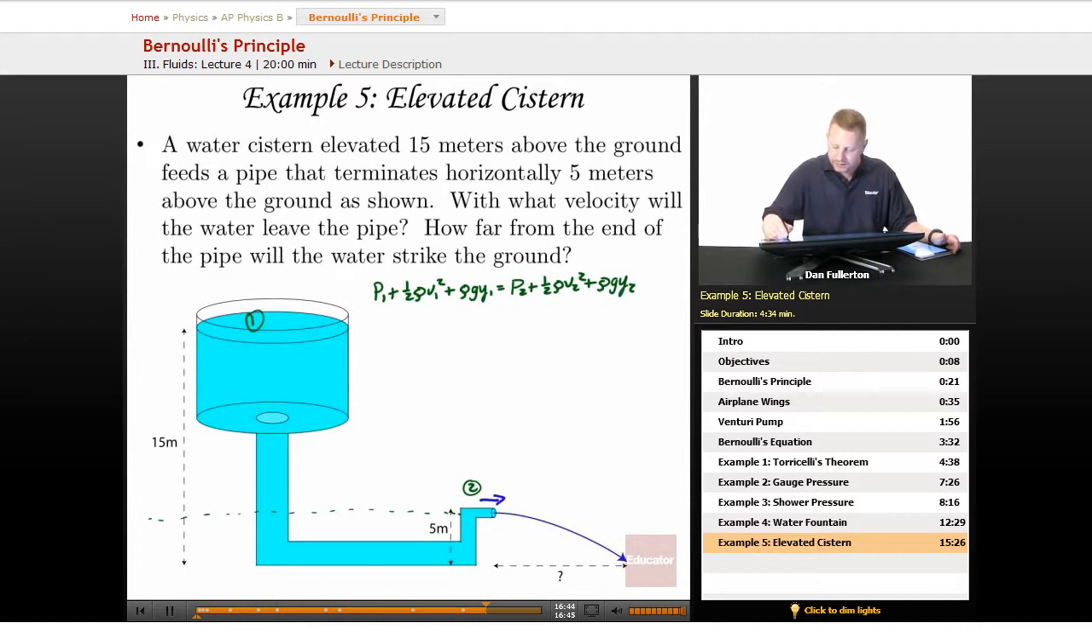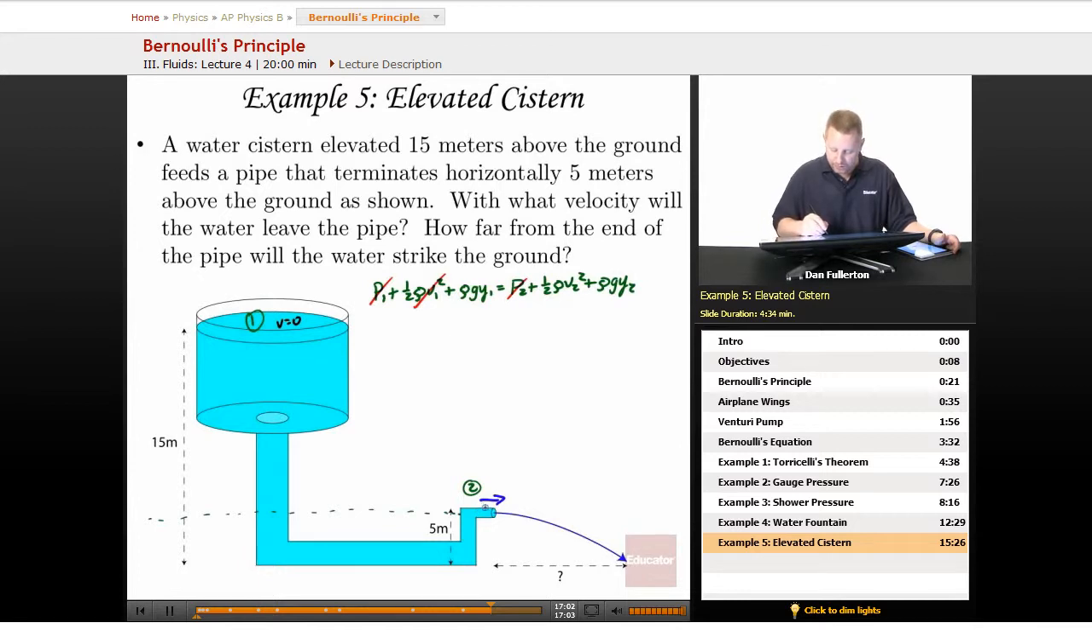All right, as we look at that, there are some simplifications we can make. P1 is open to atmosphere. P2 is open to atmosphere. They'll have the same pressure, so we can subtract those out of both sides. V1 is going to be roughly 0, so we can make that go away.